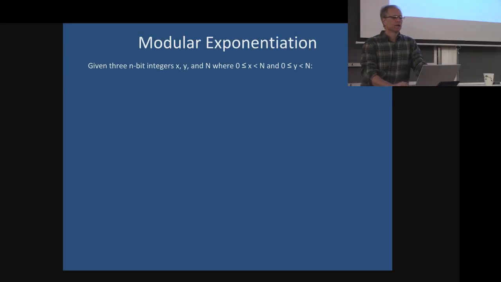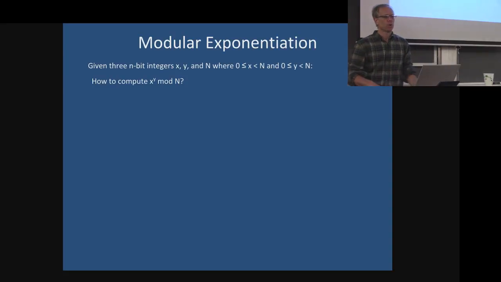Okay, so we got that down. Let's do modular exponentiation. So the idea is, same setup, you've got x and y and n, and you want to compute x to the y mod n. How do you do that?